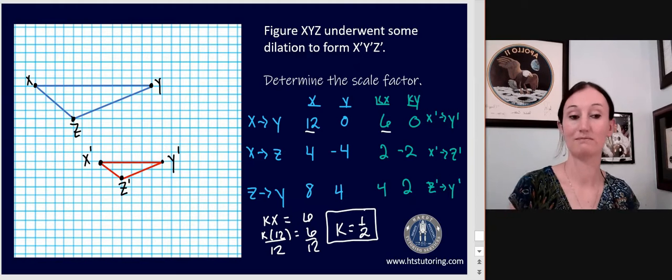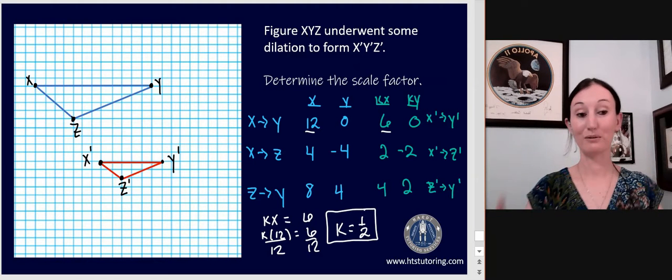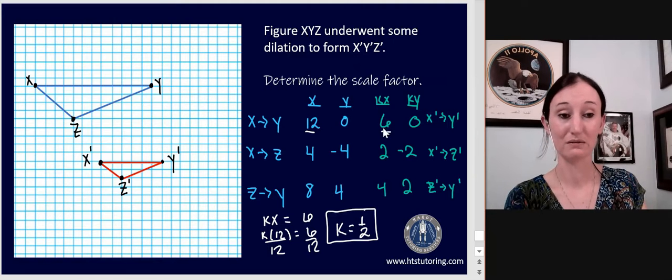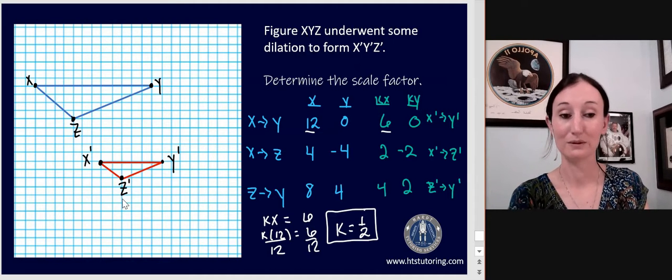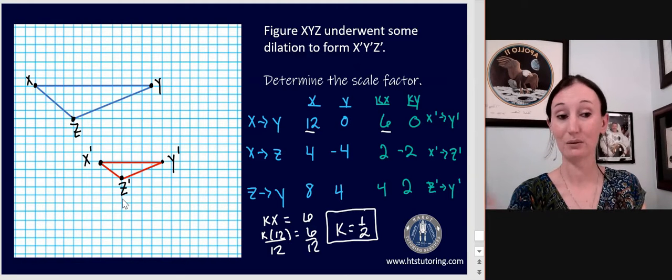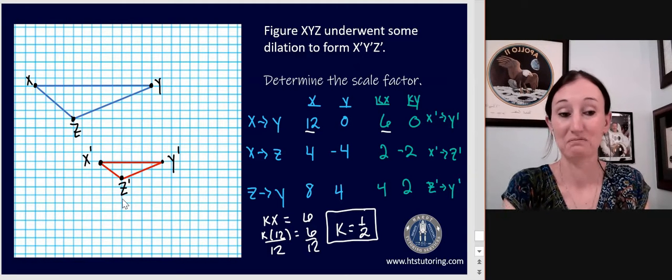Okay, so now hold on. You may be thinking, oh, we're done. We need to make sure that that scale factor holds for all of these. Because if it doesn't, then this wasn't properly dilated, and we don't technically have a dilation. Now, it does say it underwent a dilation. Let's make sure they did it right. You might not have done it right.